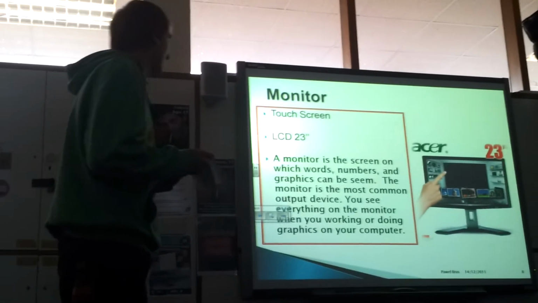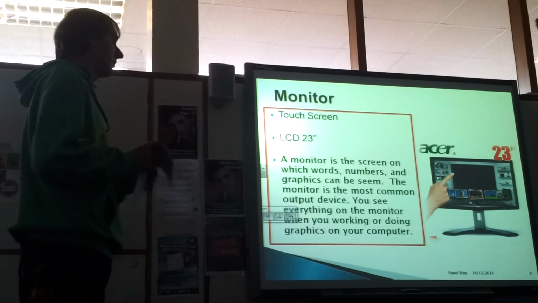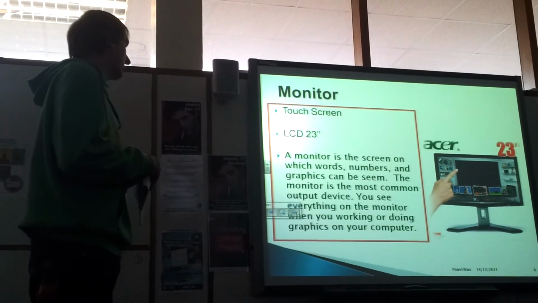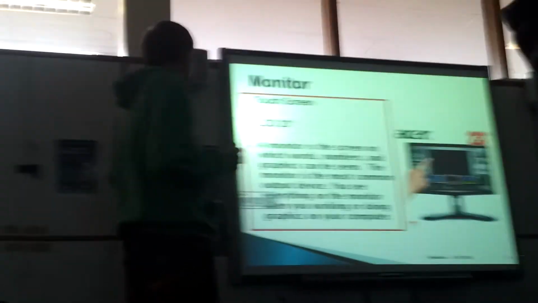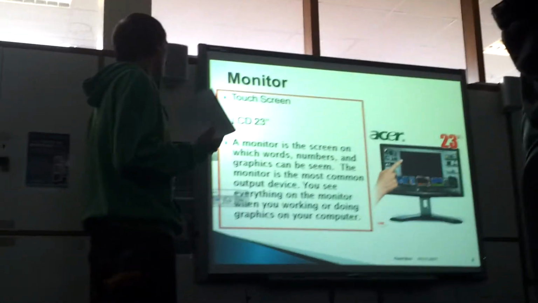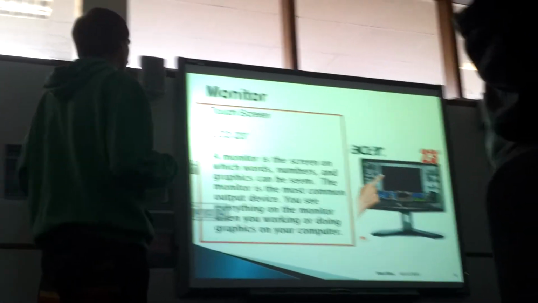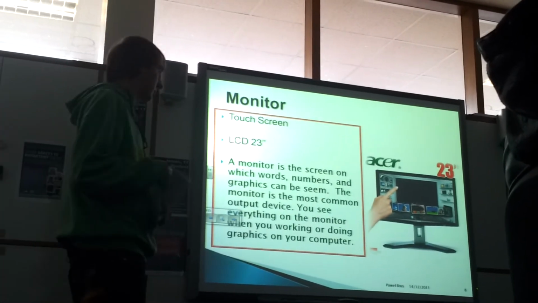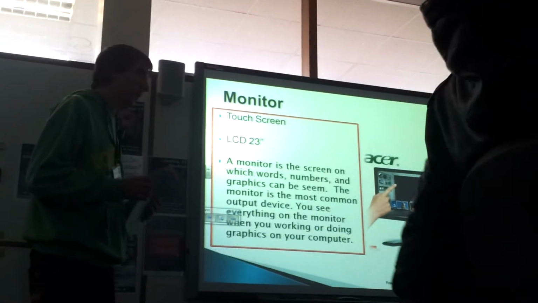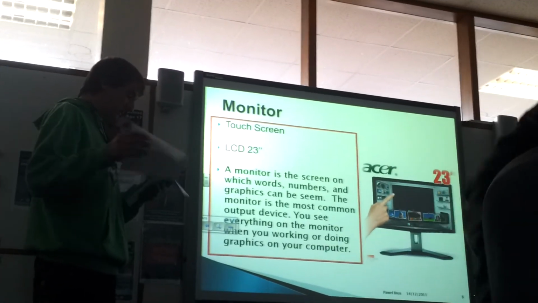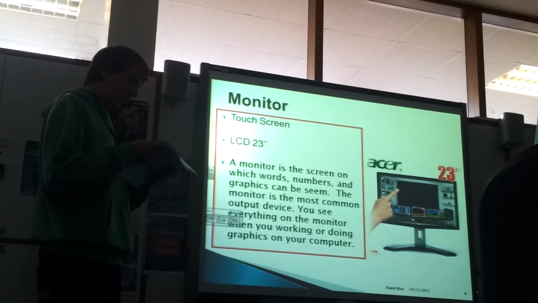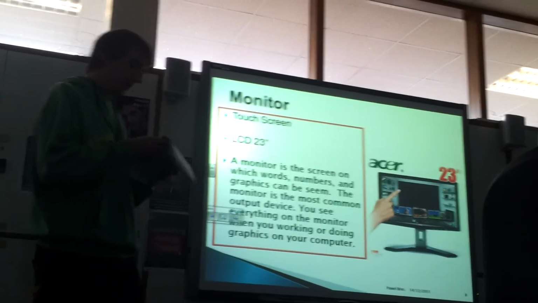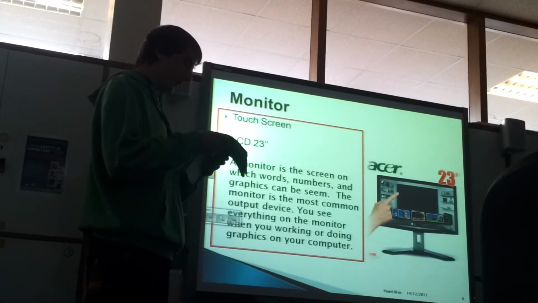The monitor is a touch screen. It's an LCD, 23-inch. A monitor is the screen on which words, numbers, and graphics can be seen. The monitor is the most common output device. You see everything on the monitor when you're doing graphics on your computer. That's important. It's very good because this is a touch screen.